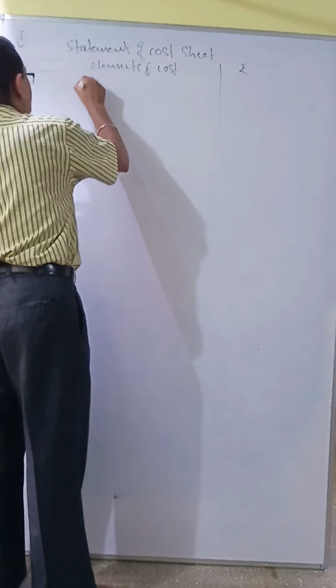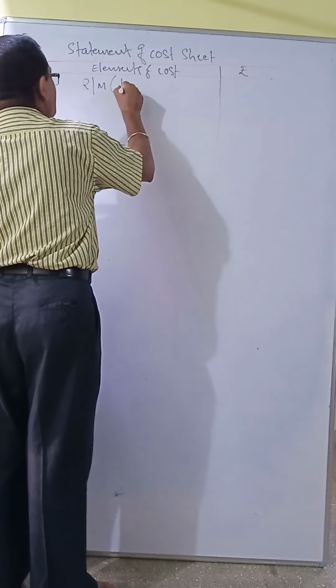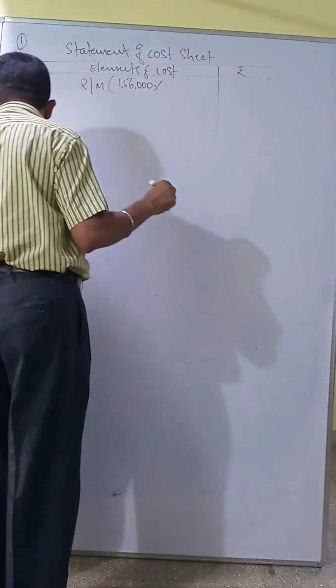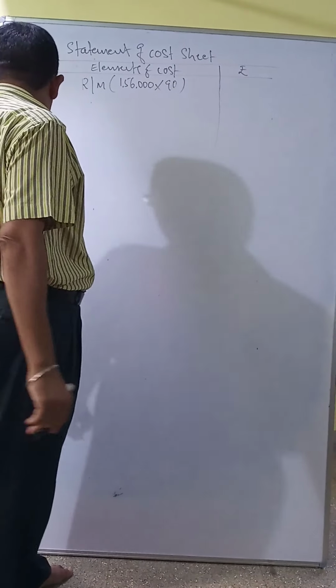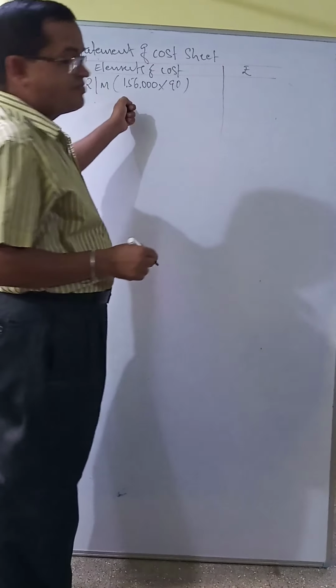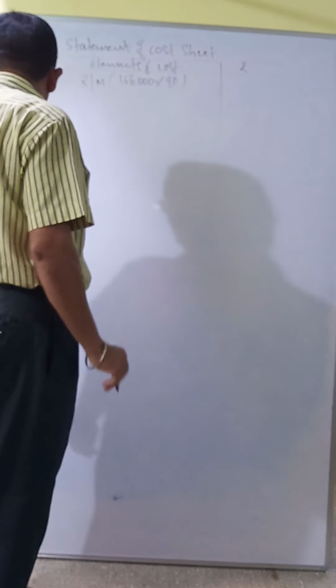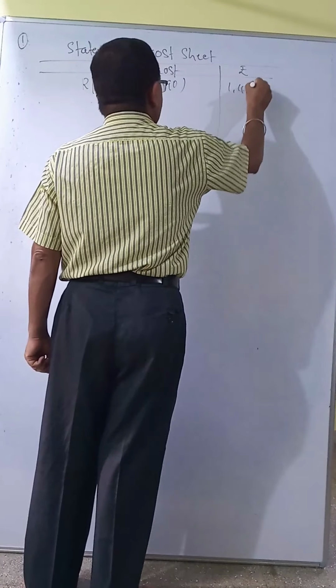Direct material, raw material. The units given are 1,56,000, and the material cost per unit given is 90 rupees. So 1,56,000 into 90 rupees per unit, you will get 1 crore 40 lakh 40,000.